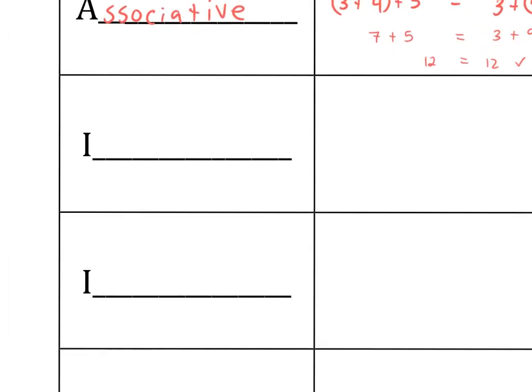All right. We've got two I's to deal with. The first one is going to be called the identity property. Identity property.